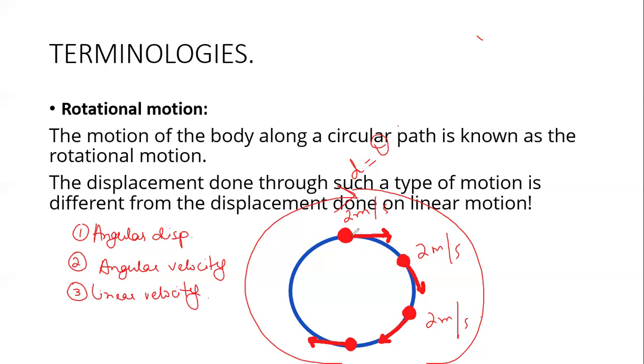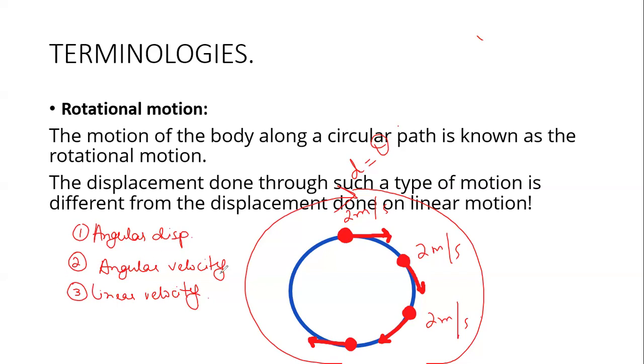Angular velocity, quite simply put, is the displacement per unit time, right? Think of it in terms of average velocity, as the object travels in the circle. So what is the displacement per unit time? The displacement per unit time that we are seeing is angular velocity. Angular is a term that is specific to circular motion.